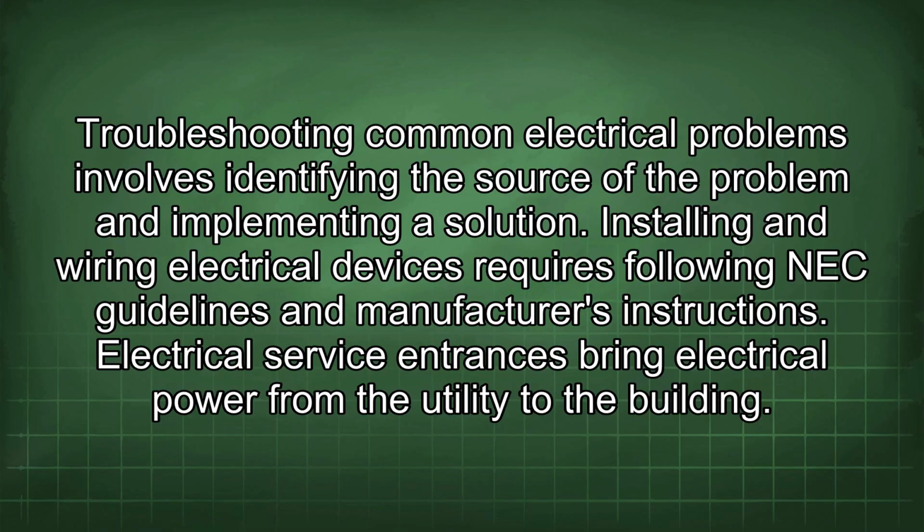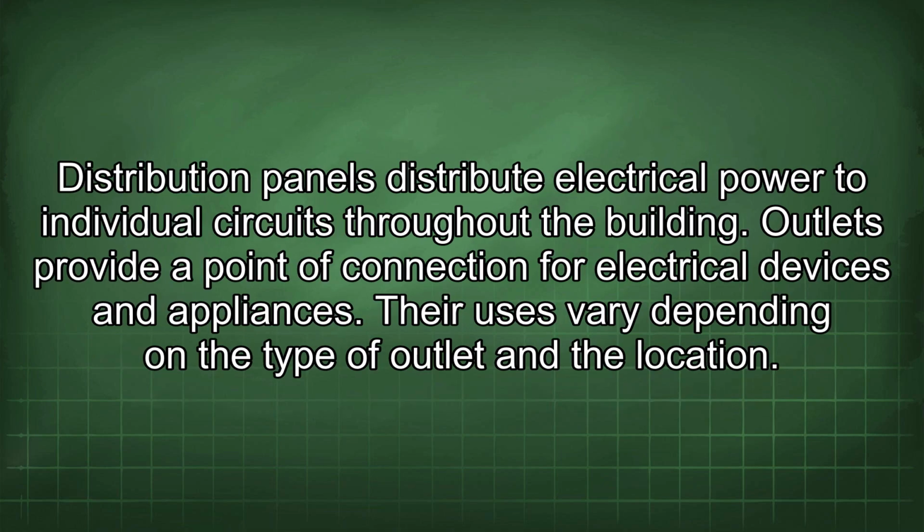Electrical service entrances bring electrical power from the utility to the building. Distribution panels distribute electrical power to individual circuits throughout the building. Outlets provide a point of connection for electrical devices and appliances. Their uses vary depending on the type of outlet and the location.